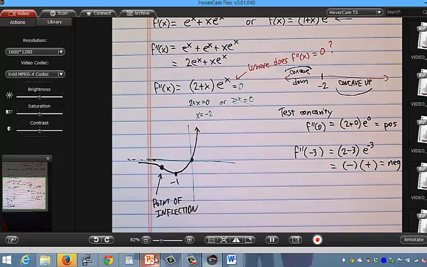So again, the second derivative, think of it this way. It's the rate of change of the rate of change. That's kind of strange. The rate of change of the rate of change.